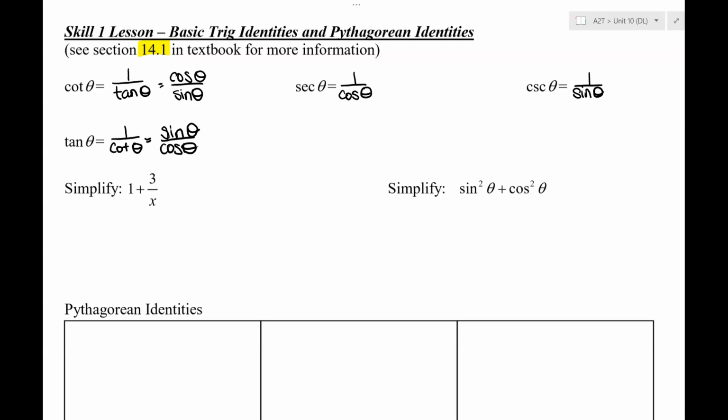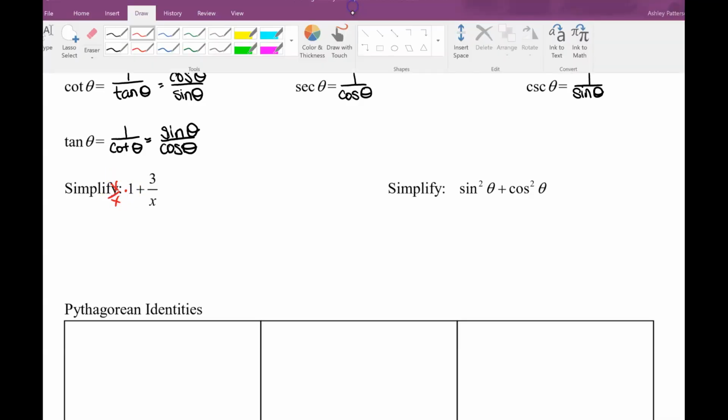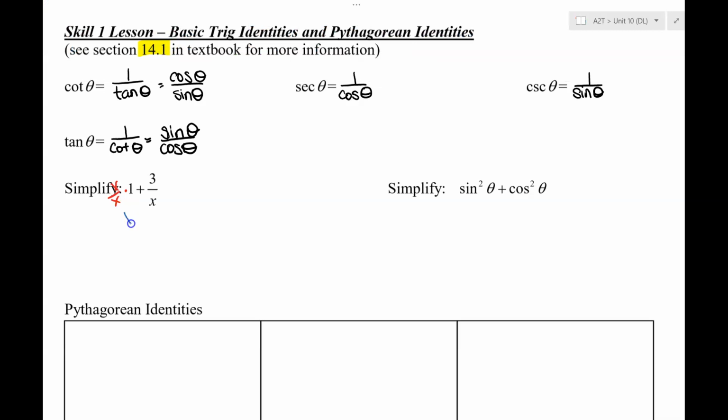Before we continue on from there, think about how I would simplify 1 plus 3 over x. What do I have to do? We have to get common denominators, right? So I'm going to multiply this by x over x. And we're going to end up with x over x plus 3 over x. And then you're just going to get x plus 3 over x. So if I'm adding a number to a fraction or two fractions together, you need to get the common denominators.